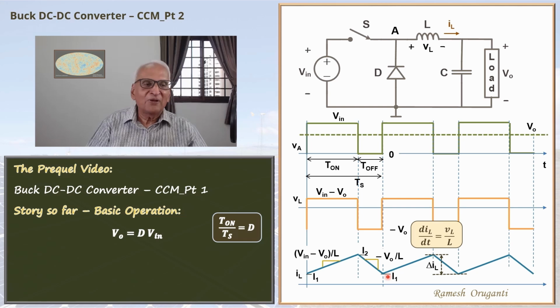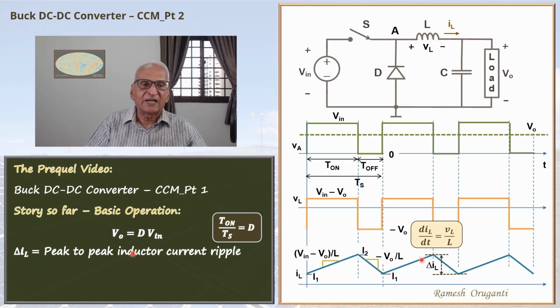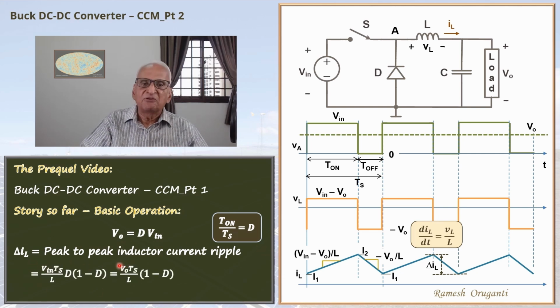One important parameter is delta IL, the peak-to-peak ripple current. Delta IL is the slope of the current times the interval, that is Vin minus V0 by L times T on. When we do that and then manipulate it a bit, we get delta IL to be Vin Ts by L times D(1 minus D), which is the same as V0 Ts by L times (1 minus D).